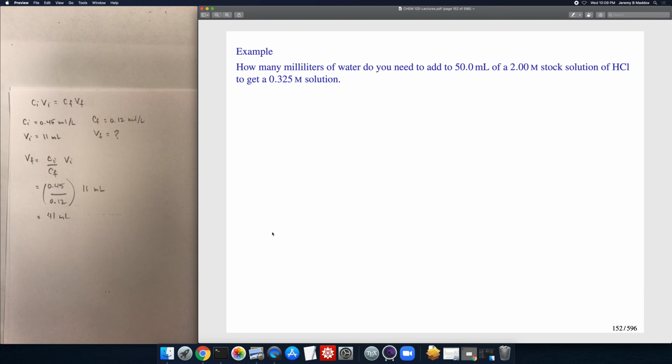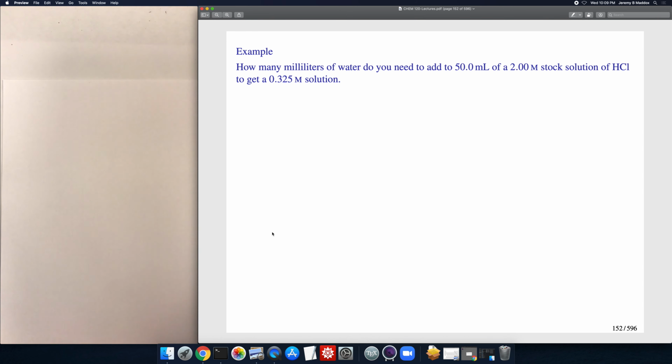And then I think I have, yes, one more problem that I need to work on that's different from all of the others that we've looked at so far. This one is a little bit trickier. It's not too bad, but it's just a little bit trickier. Look at this question. How many milliliters of water do you need to add to 50 milliliters of a 2 molar stock solution of hydrochloric acid in order to get a 0.325 molar solution? So notice the question is a little bit different. How many milliliters of water do you need to add? And so that's the trick here in this question.